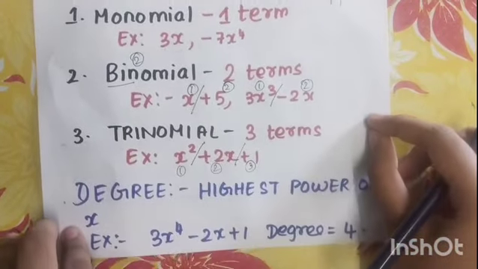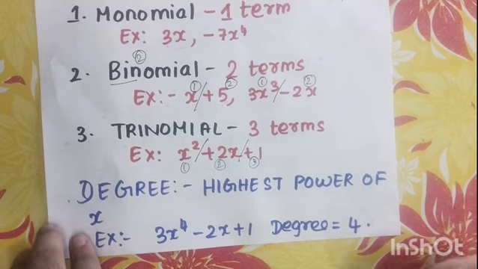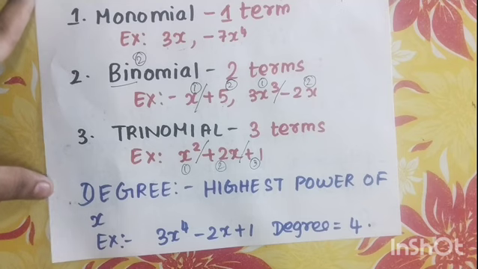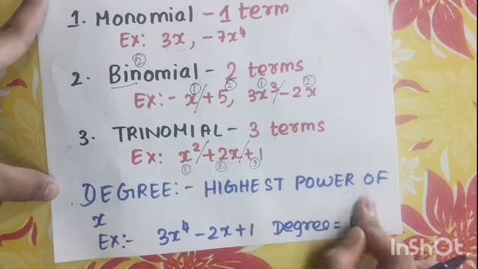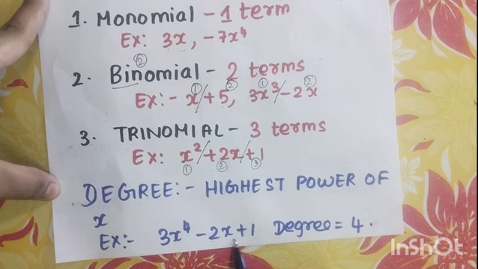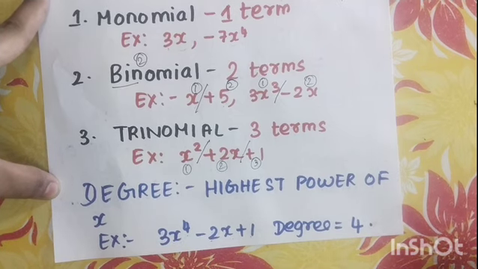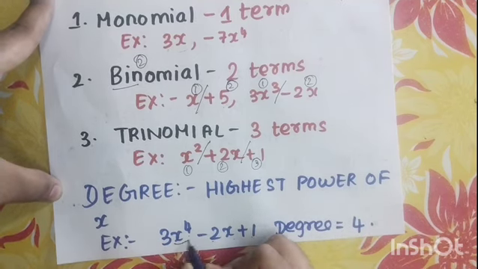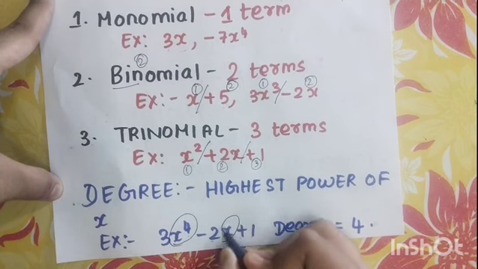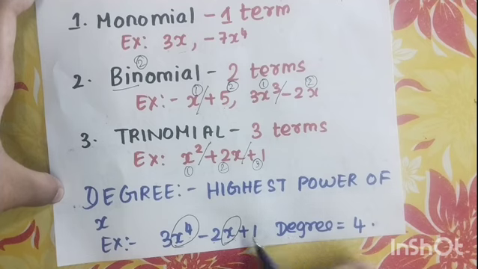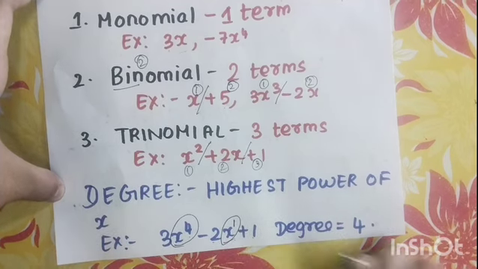Now before going to the next concept, we have to understand a term called degree. Degree is nothing but the highest power of x. For example, 3x to the power 4 minus 2x plus 1. They are asking us to find the degree. As per the definition, it is the highest power of x. So I have 3x to the power 4 and here another 1x. If there is no power for x, it is simply taken as 1.